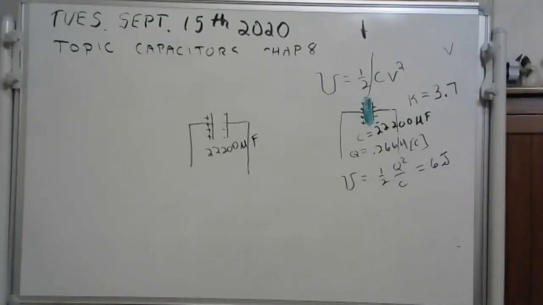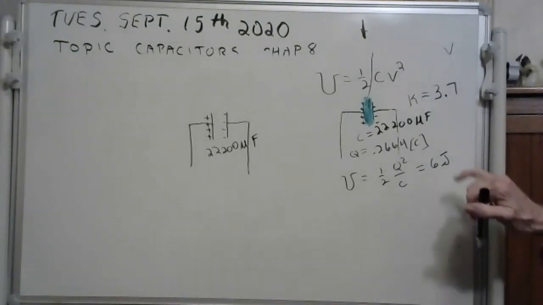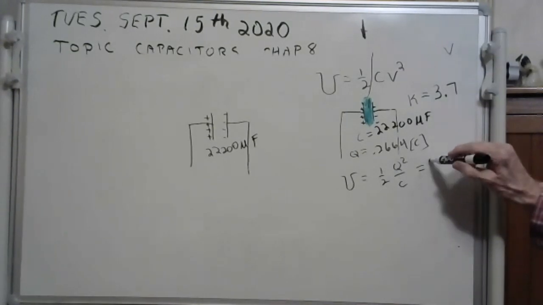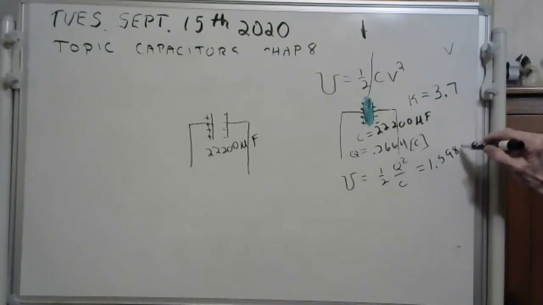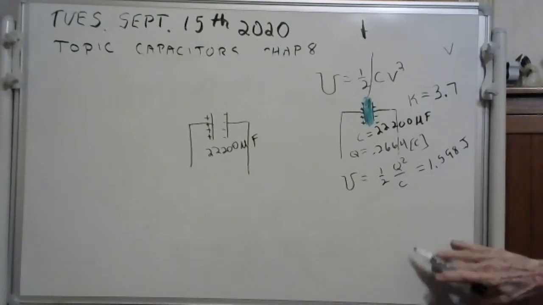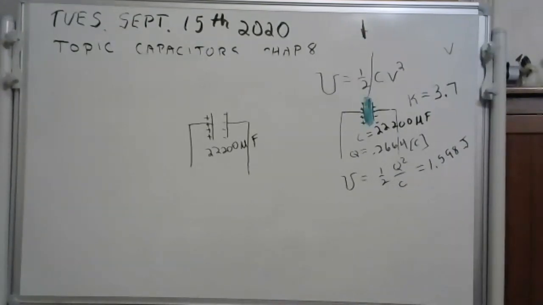Let me do it again. 1/2 times 0.2664. You have to square it though, right? Divided by 22,200 e to the minus 6. No, that's not right. I'm getting 1.59. I think we did that before. Somebody rounded it off to 1.6 joules.